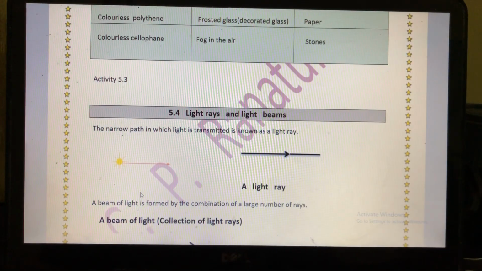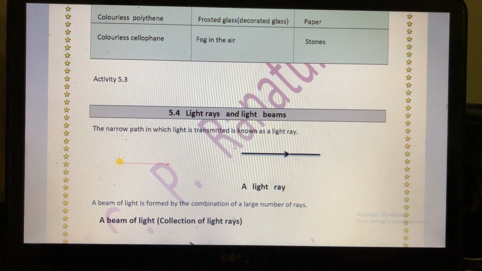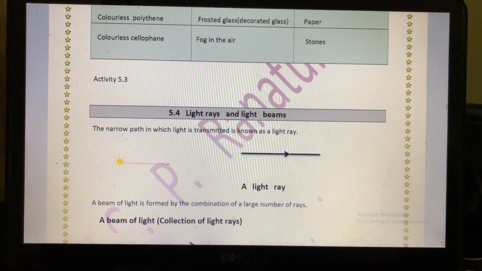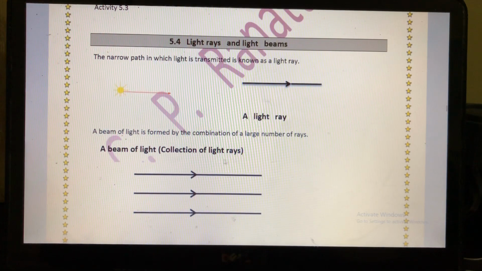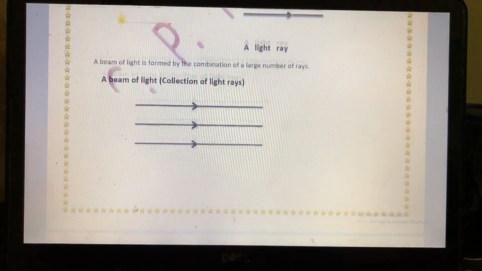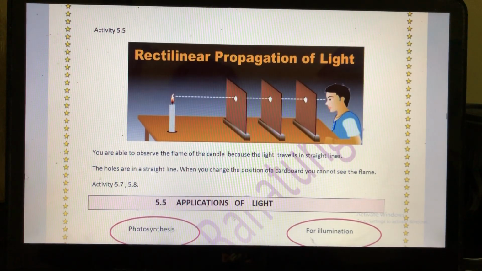5.4 Light rays and light beams. A narrow path in which light is transmitted is known as a light ray. Here I have drawn a light ray. A beam of light is formed by the combination of a large number of rays. A beam of light is a collection of light rays. You can draw parallel lines to show a beam of light. Activity 5.5 is given in your textbook.